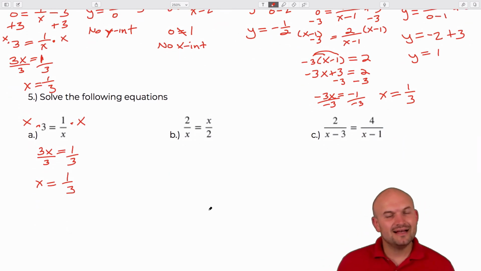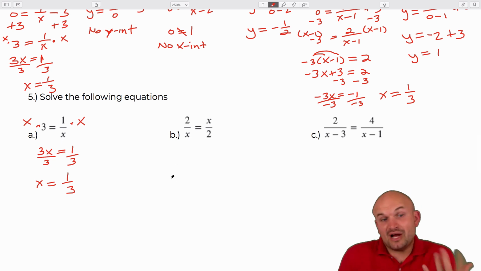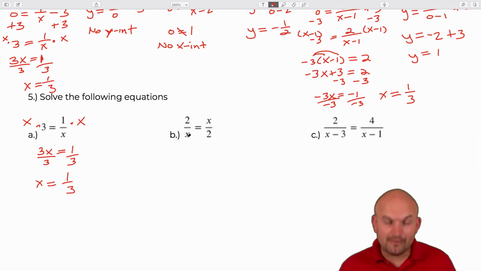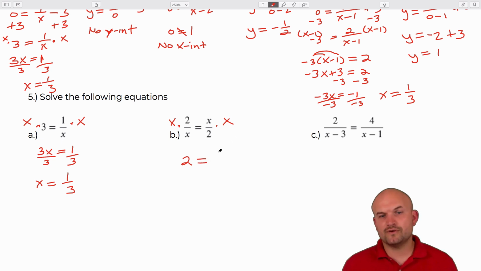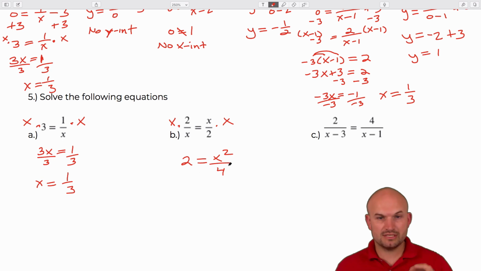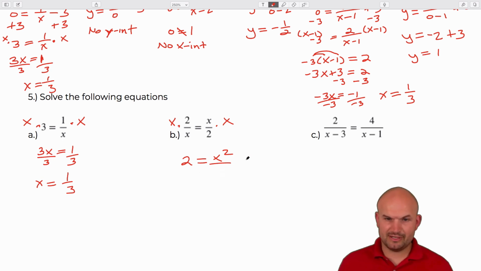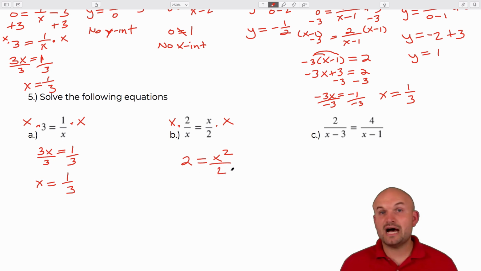That was easy. The next one, we have an x in the denominator. Again, let's just go through the same process. If I want to get this x out of the denominator, I'm going to multiply by an x on both sides. The x is divided out over here, so that's going to leave me with a 2 over 2, x squared divided by 4. Now, if I want to solve for x squared, I need to get the 2 off the denominator, so I'm going to multiply by 2 on both sides. That gives me 4 equals x squared.